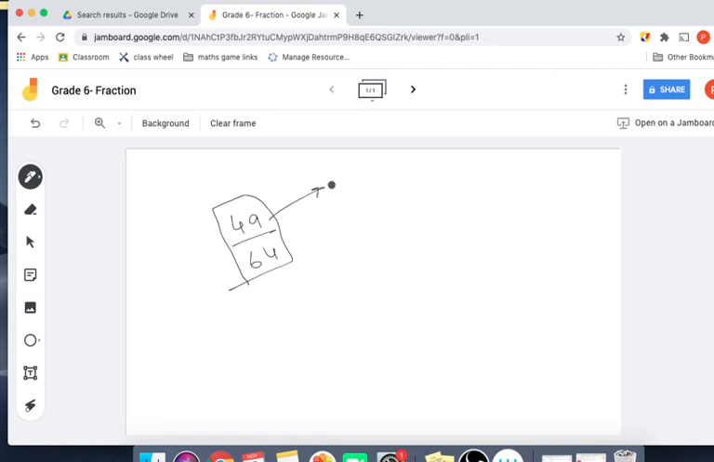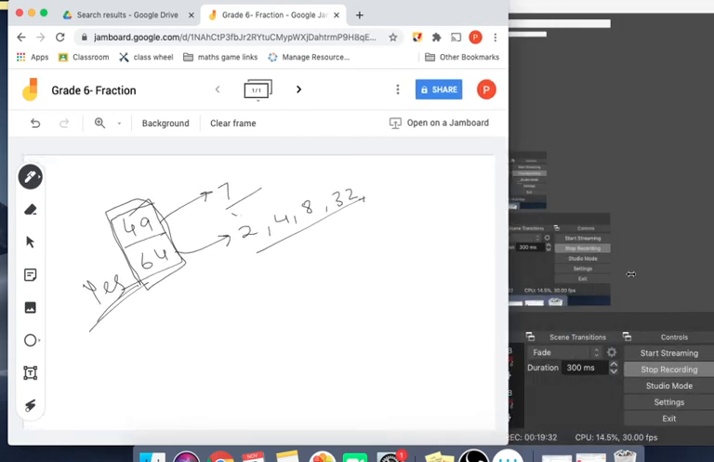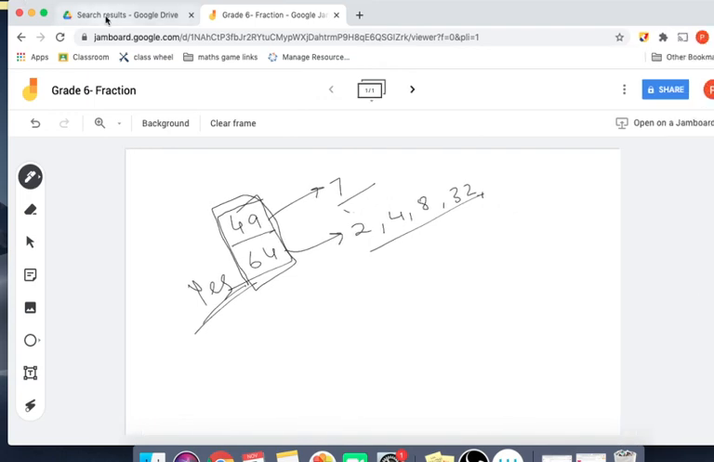49 is divisible by 7 only, right? And we can see that 64 is divisible by 2 and it is divisible by 4 and it is divisible by 8, right? It is divisible by 32 and we can see that there is no common factor between these two numbers, right? So this is the smallest form of this number. We cannot divide it further because it does not have any common factor at all. Okay, so this is how we will do it.